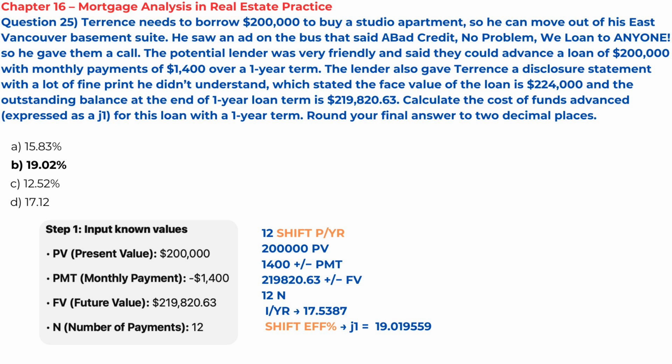Shift PYR, 200,000 PV, 1,400 plus and minus sign, and then press PMT, 219,820.63 plus and minus sign, and then press FV 12 N. Press IYR, calculator displays 17.5387, that is J12 equals 17.5387. Shift effective, calculator displays 19.019559, which is J1 equals 19.019559.